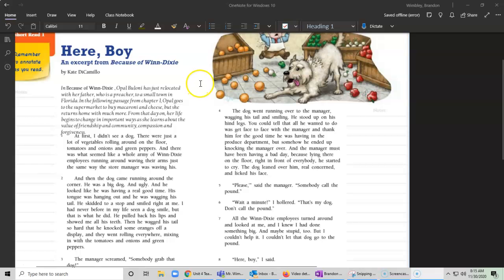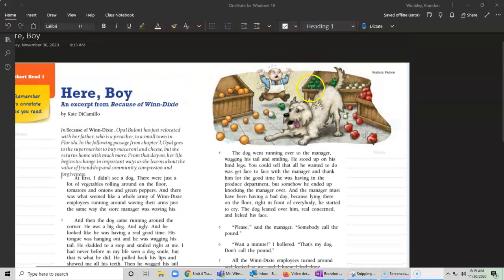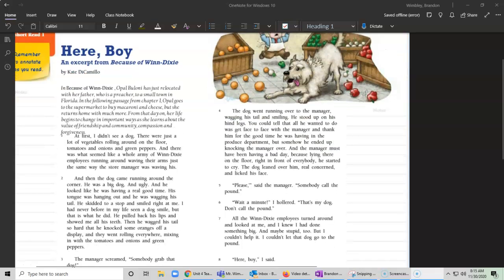Now, looking at it, I want you to look at the title, Here Boy, and look at the picture. We have this little doggy here on this guy. And I want you to think, who is probably the main character in this story, and why do you think that?